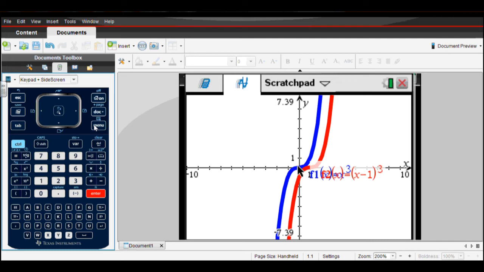So when you're looking at a cubic function, the best place to look is that bending point in the middle. And I can see that it's just shifted over one spot to the right. So we're going to say that this cubic function has just moved right 1.